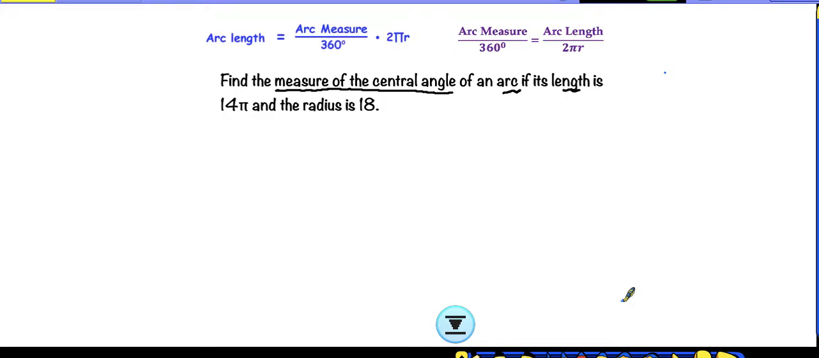I hope yesterday's video is helpful. Today I want to show you two more examples regarding this formula, the arc length formula. And also I want to show you one common mistake when we use the calculator to solve the problem.